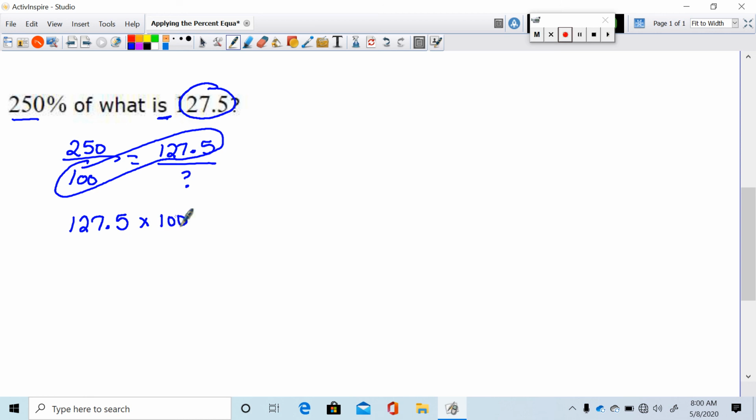127.5 times 100. So that just means move the decimal two places to the right, but there's a hole there, so I'm going to have 12,750, because for any holes you have to put a zero. And then you divide by the number that's not circled. 12,750 divided by 250 is 51.